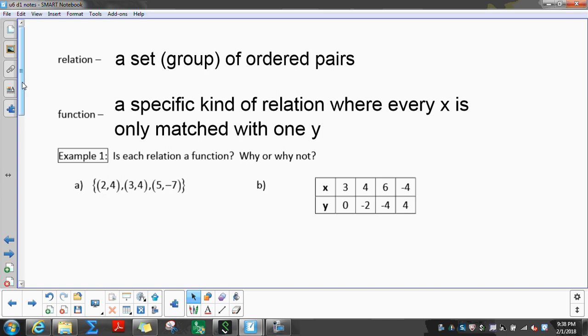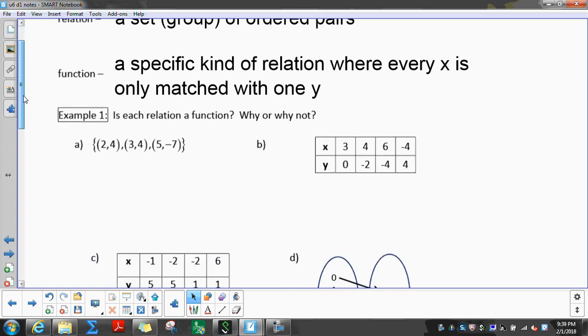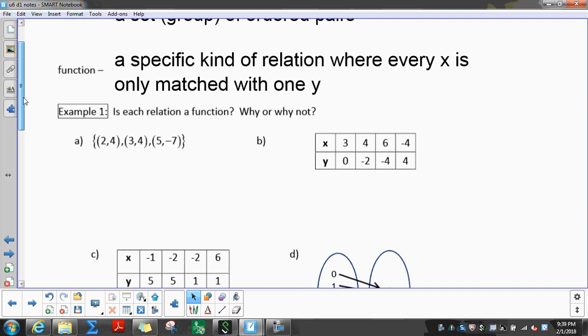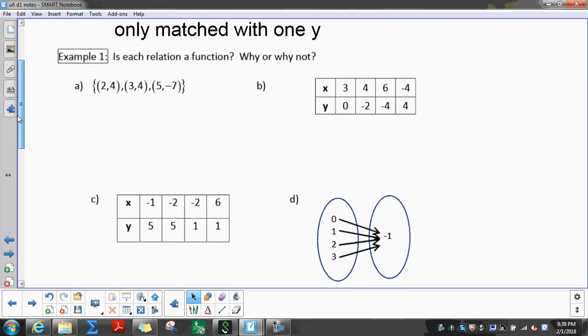Alright, let's try our first example. They're just asking, is each relation a function? All of these are a bunch of ordered pairs. This one's the only one written like ordered pairs, but if they give you a table, or this, which is called a mapping diagram, they all represent ordered pairs. So it's just asking, is it a function? We look at all the ordered pairs and just see, is each x going to only one number? So here we have 2 is going to 4, 3 is going to 4, 5 is going to -7.